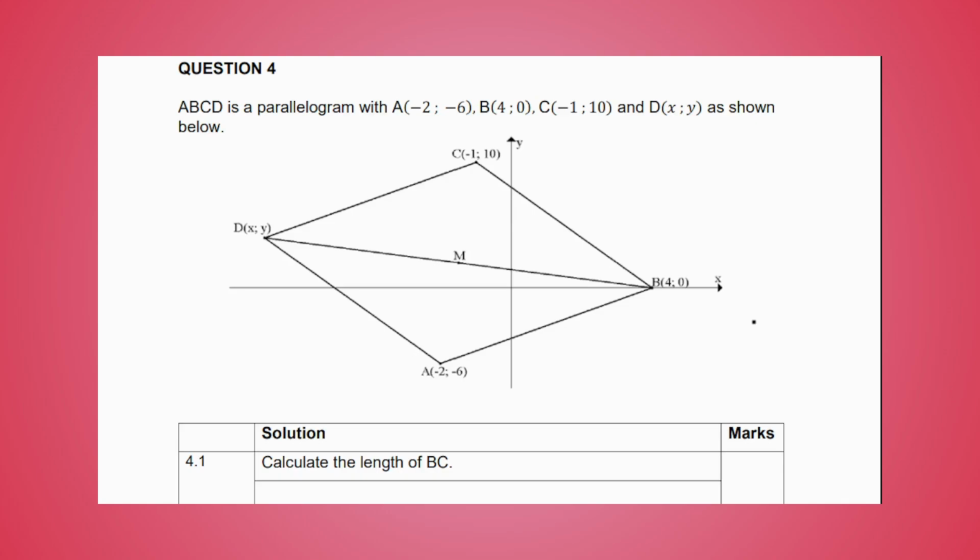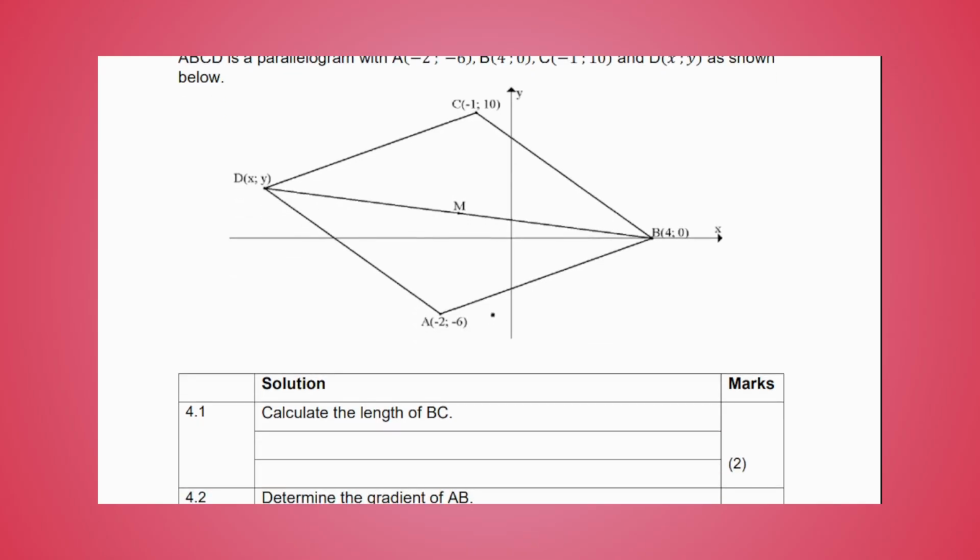Then question 4 was our second question of analytical geometry, where we had a quad. More specifically, they told you it was a parallelogram, and they told you those are the three vertices that we have in coordinate form, and then D is unknown, it's (x, y). And of course, later on, there's various different ways you can find D.